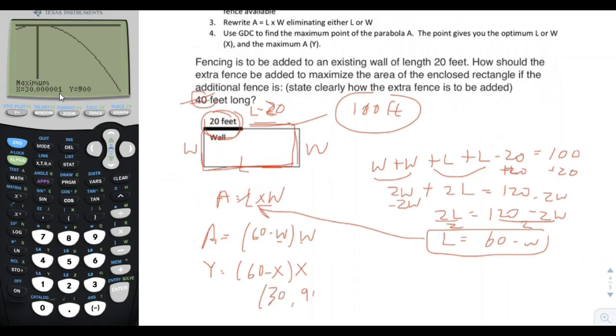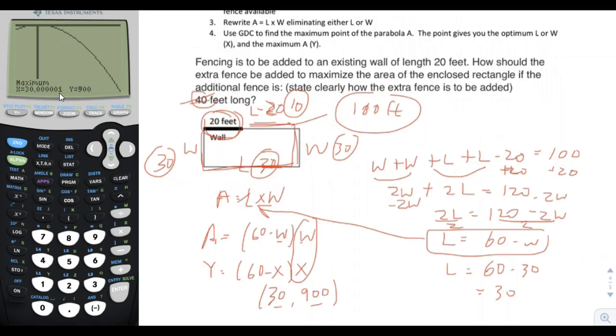30, 900. So in this case, the X is the width, right? So our width is 30. What's our length? 60 minus 30 equals 30. So the length is 30. The width is also 30. In this case, it came out to be a square, didn't it? Okay, and then the length minus 20 is 10. Alright? 30, 30, 30, 10. And the area, of course, is 900.